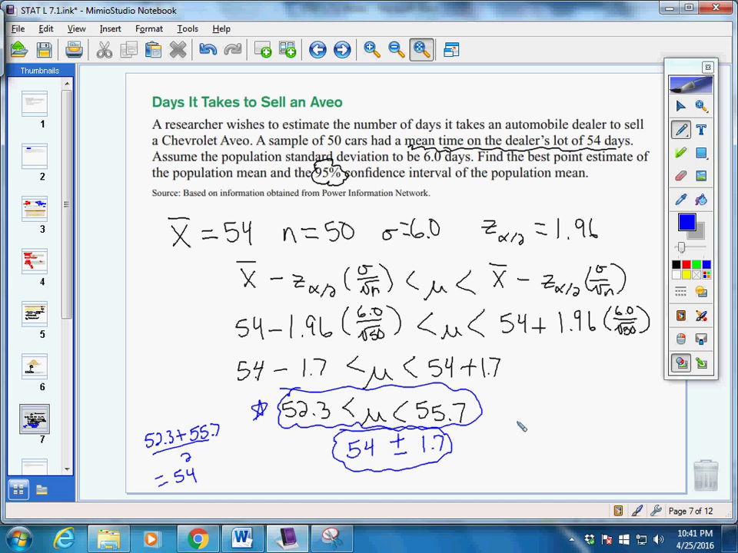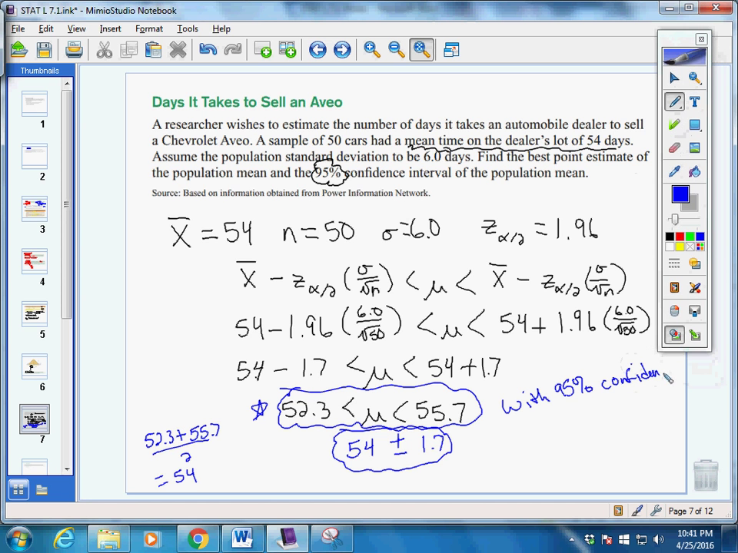Well, what are we saying? We're saying with 95% confidence, one can say the population mean falls, sorry about the scribbling, between 52.3 and 55.7 with 95% confidence. That's pretty good. Let's look at one more example.